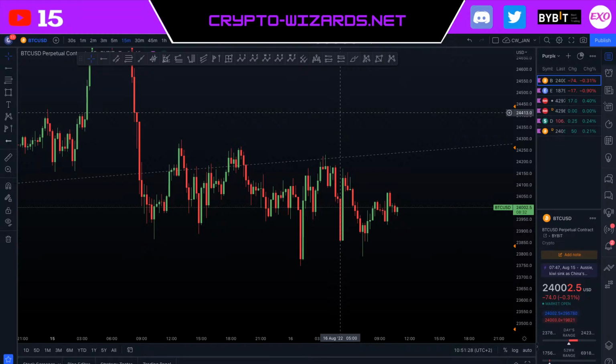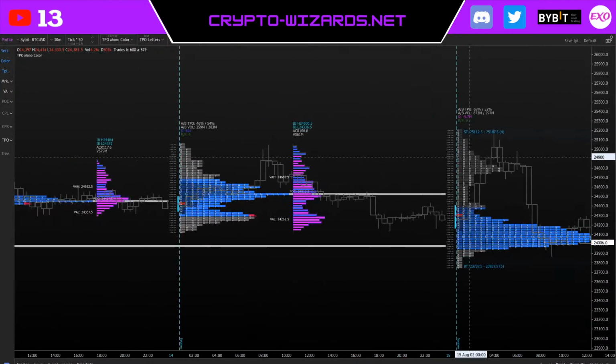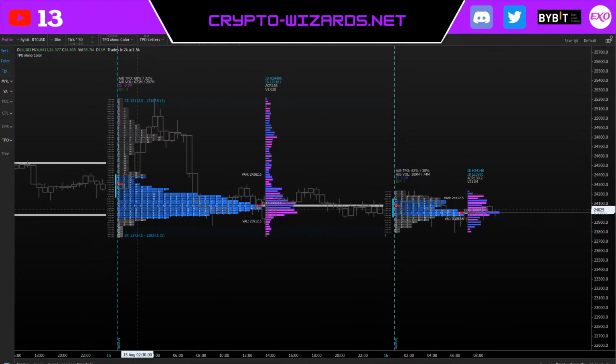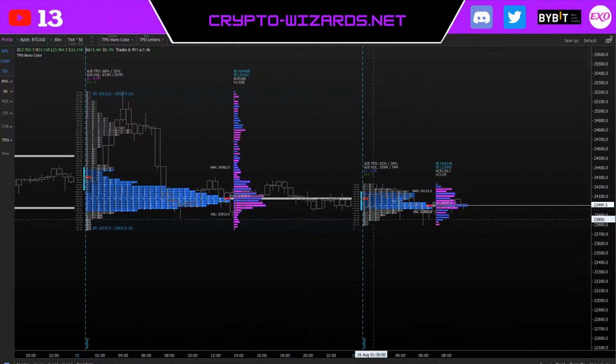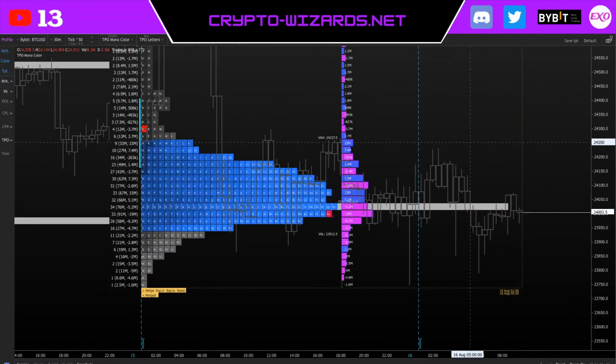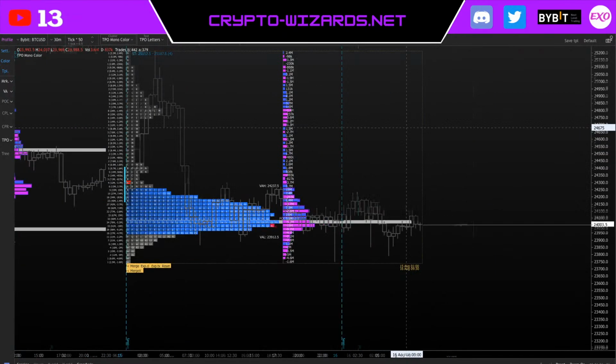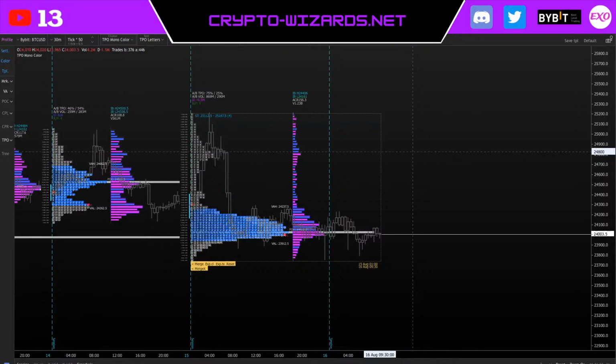You don't have any CVD divergences. You don't have really something that would be telling you, okay, this is more likely to break to the upside or to the downside. Obviously, you can form some bias out of this, but that's not what we want to do. We want to take only the highest probability trades. And if you don't have something from a statistical perspective that will be telling you it's more likely that we're gonna get this and this, rather stay on the sidelines in my opinion.